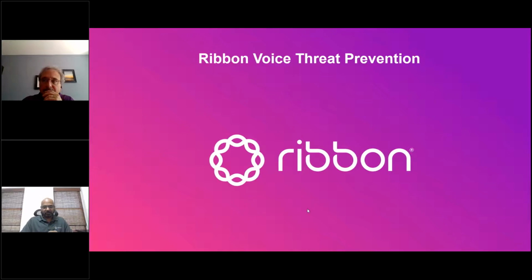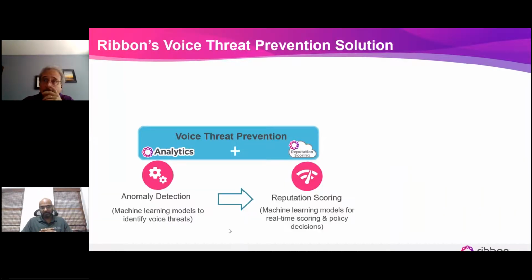So with that, I'll go into how Ribbon plans to tackle voice security and fraud mitigation. We call our solution voice threat prevention. The umbrella is called voice threat prevention. There are multiple products within the umbrella. But at a high level, what we need for an effective voice security solution are three pillars. Two are shown here. One will be built out.